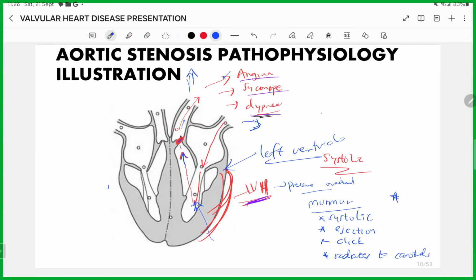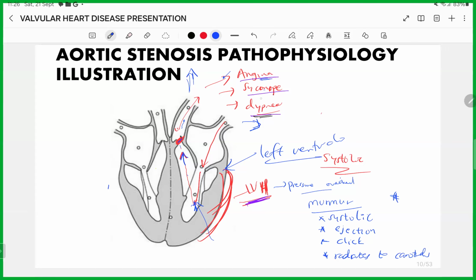And clinically, how it's going to present, you're going to have a triad of angina, syncope, and dyspnea. Angina, which is chest pain. Remember, we said the only way the heart supplies itself is through the coronary arteries, and these coronary arteries are usually situated above the root of the aorta. So if you're having issues getting blood through the aortic valve, you'll have inadequate supply of blood through the coronary arteries to supply the heart. So you'll have angina and syncope.